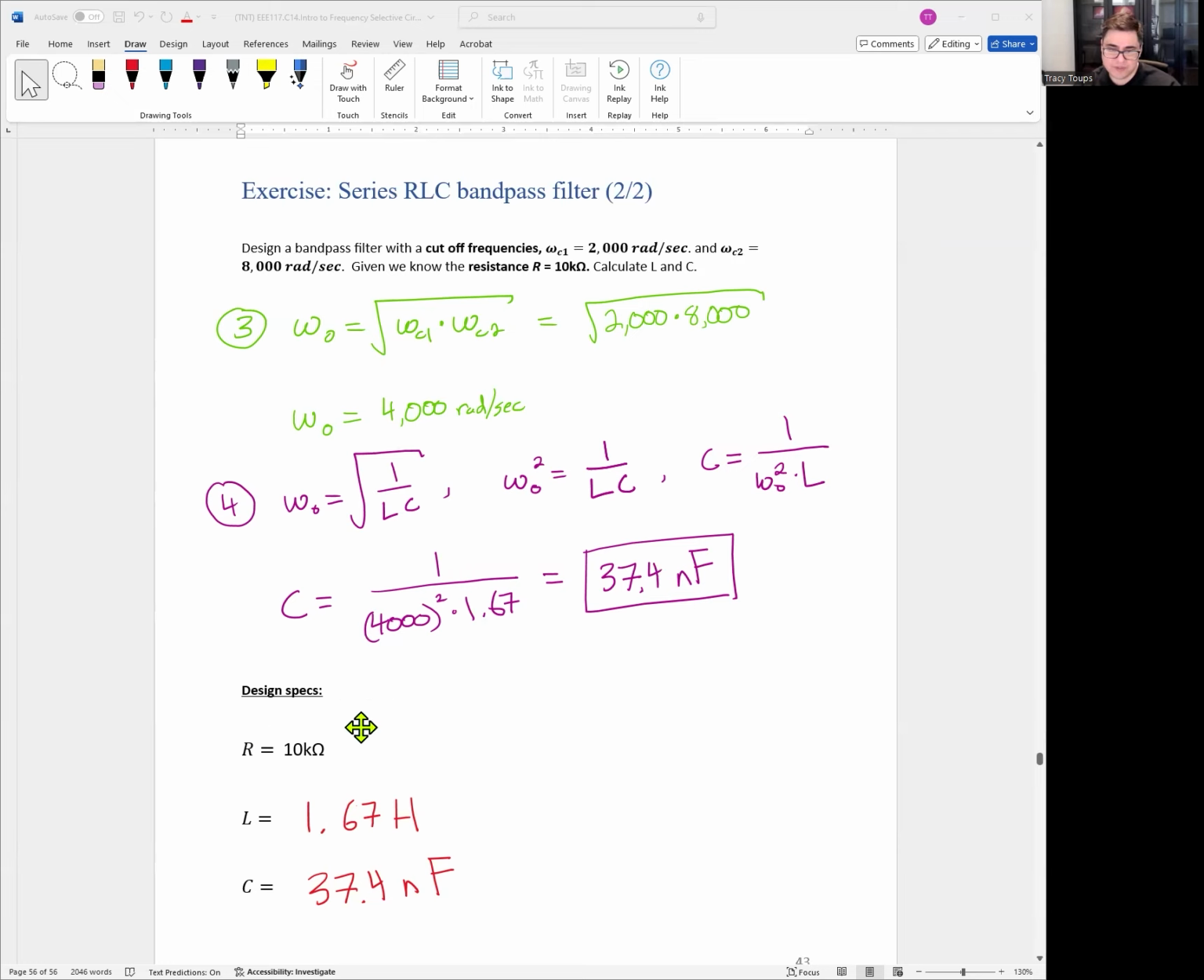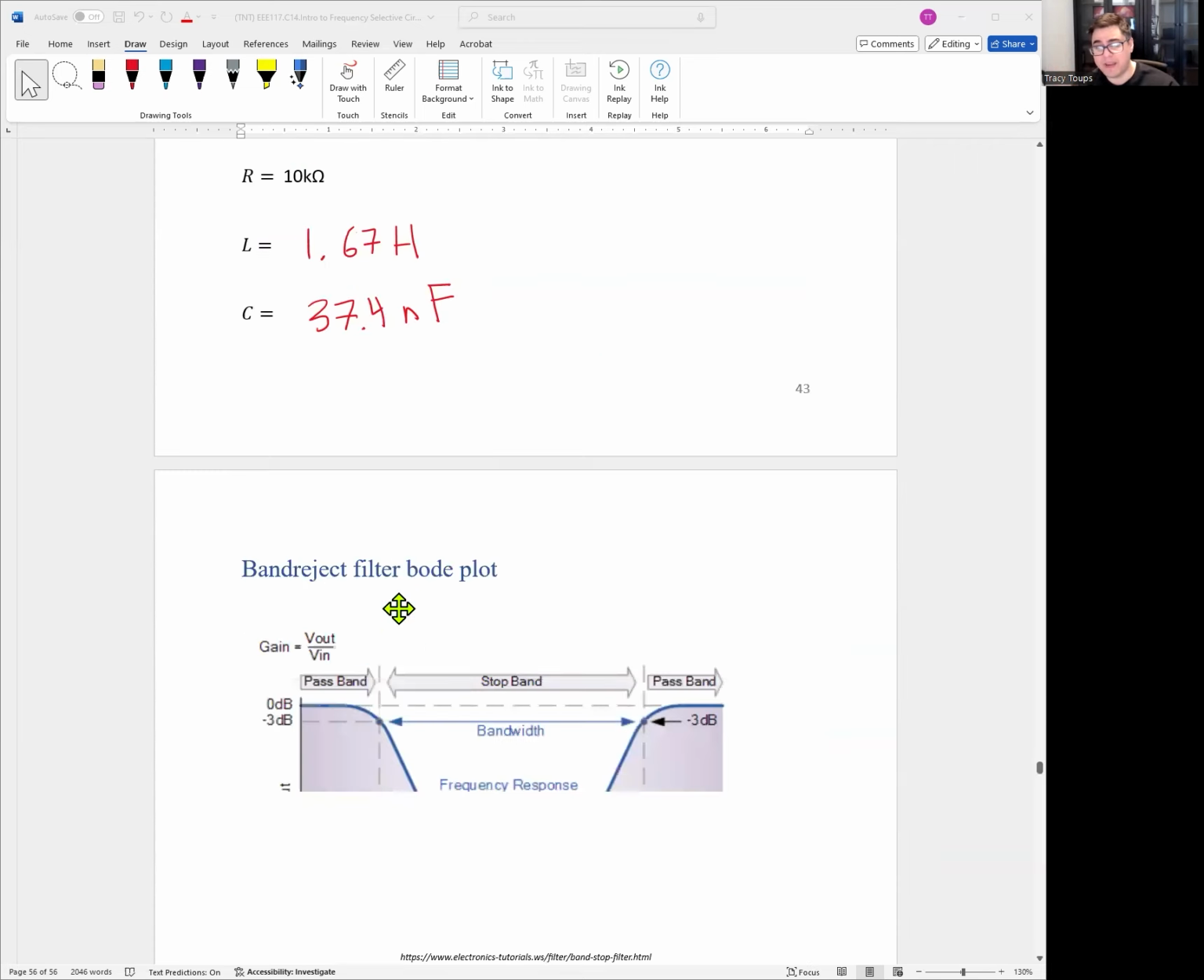Okay, so end results of design are 3 components. R is 10K, L is 1.67 Henrys, and capacitor is 37.4 nanofarads. Okay, so it's just a matter of getting used to the equations, figuring out which ones you need, and you could go through and design these filters, right? There's obviously homework problems. You could see different variations of this from different angles and whatnot. Okay, so that was a band pass filter.